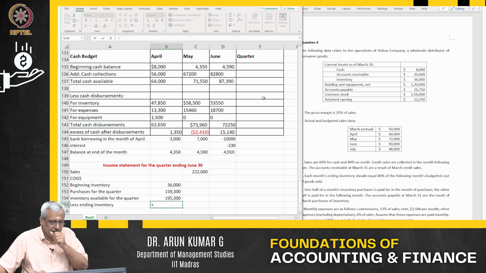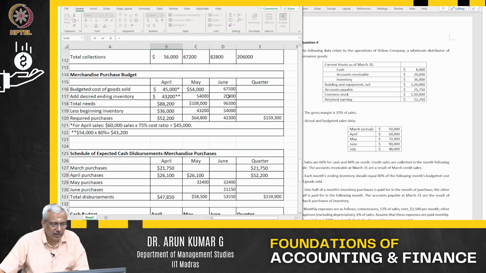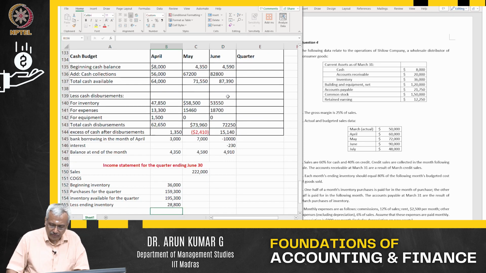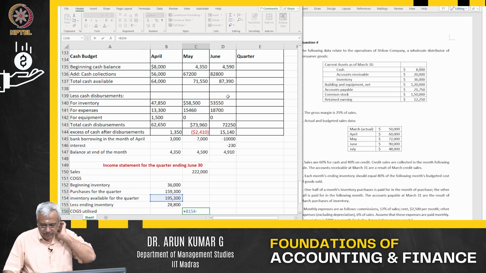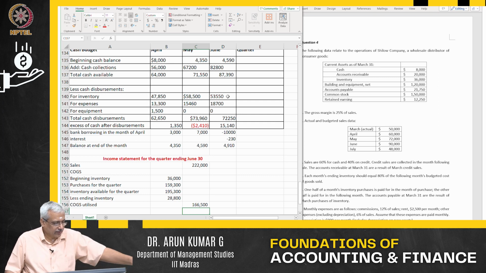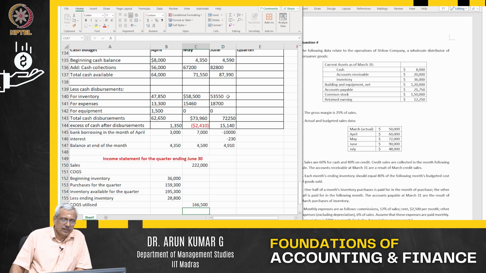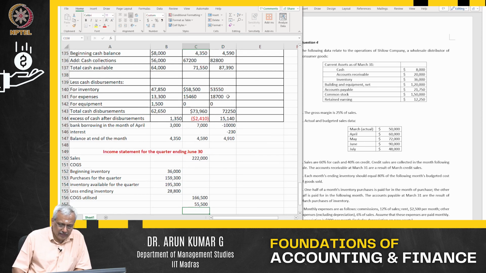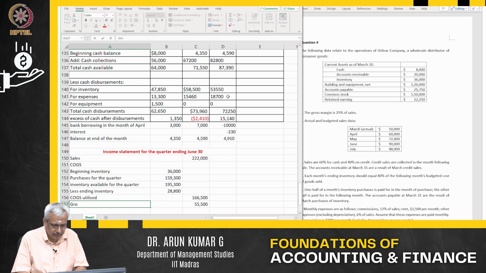What is the ending inventory out there? The ending inventory is your desired ending inventory out here. So, what happens? Now, COGS utilized in this particular case is, what is this? Minus this out here. This is the COGS utilized. That is 1,65,000. What we call it as 500 in this particular case, as we can see out here. So, what is my gross margin? My gross margin is this minus this is my gross margin out here.